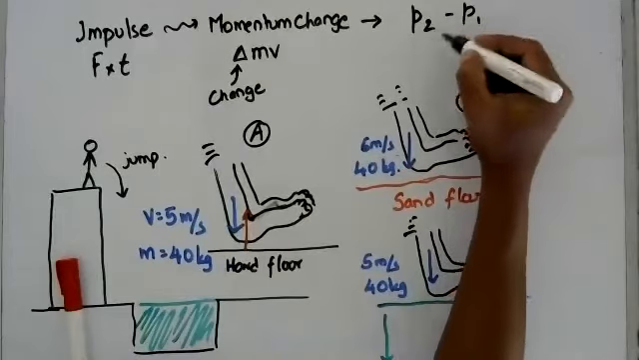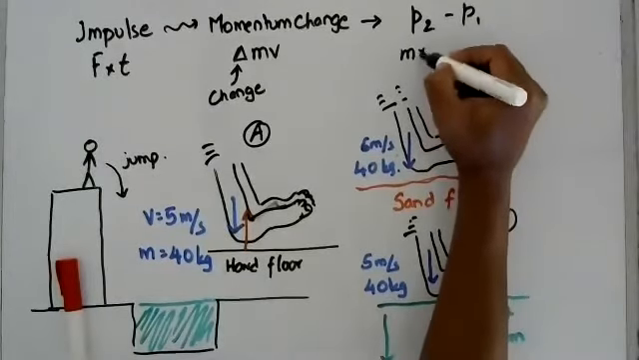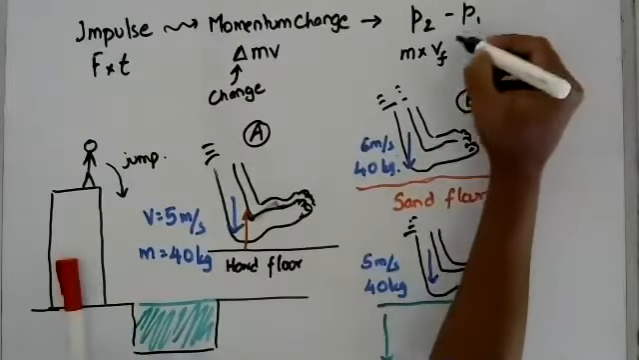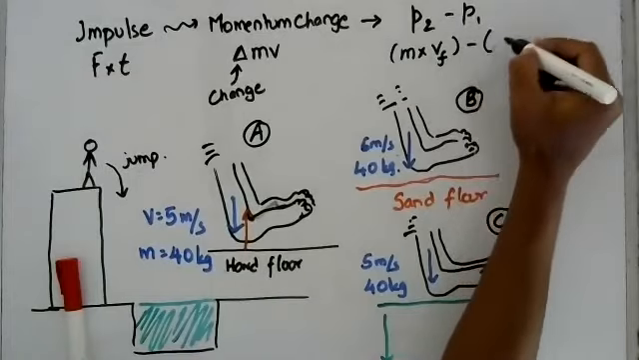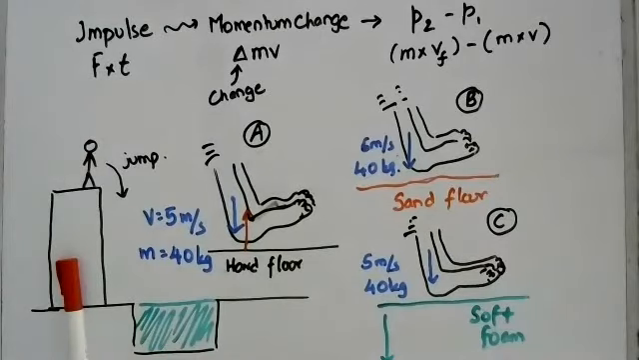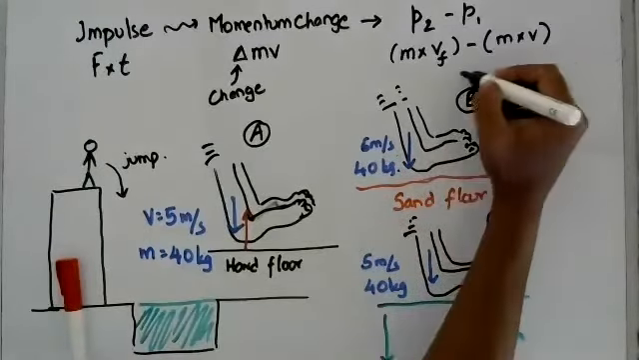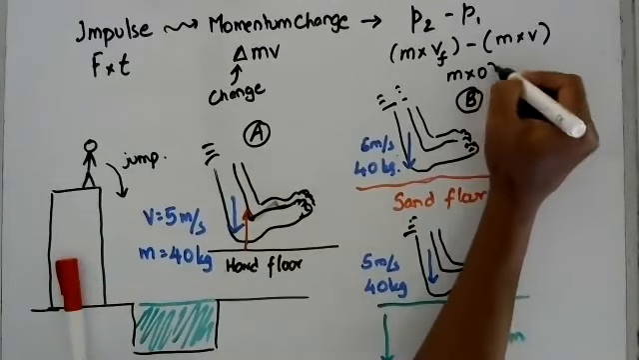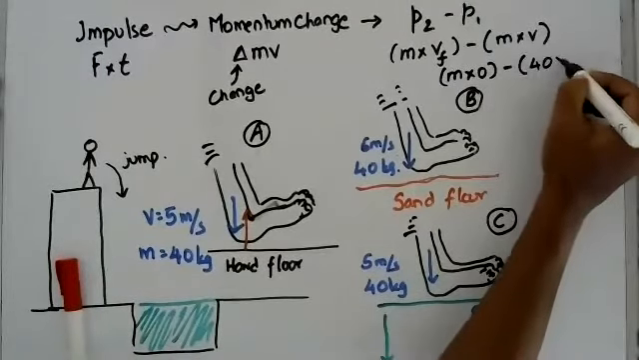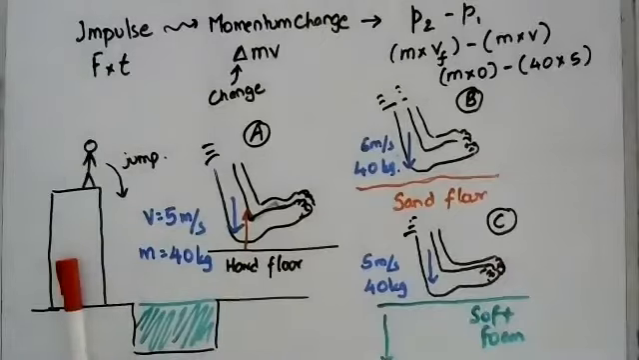I'm just putting something more into the whole question. So I say that the final momentum is mass times the final velocity, and that minus the mass times initial velocity. That is going to be your change in momentum. What is the final velocity after you have landed on the floor? Zero. The momentum is zero. Right, very good. So m times 0 is the final momentum, and your initial momentum according to this value is 40 times 5. That's your initial velocity.